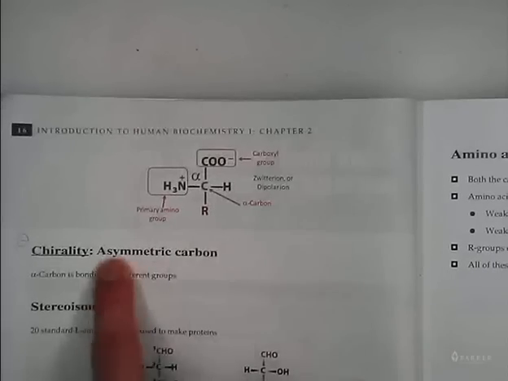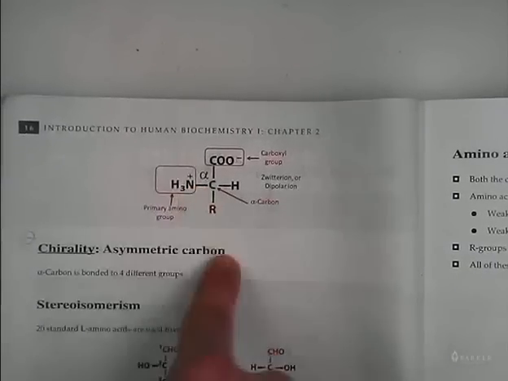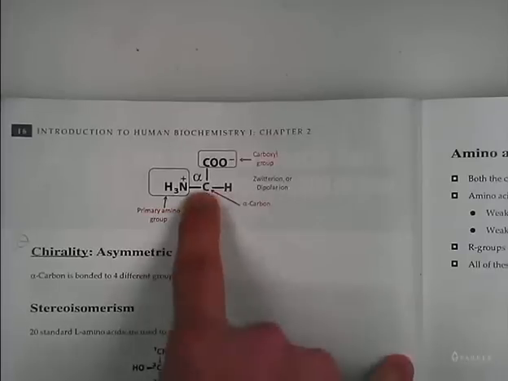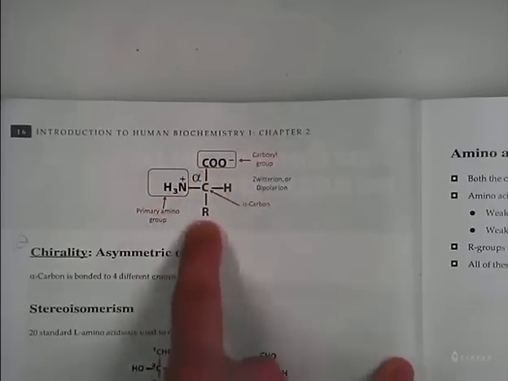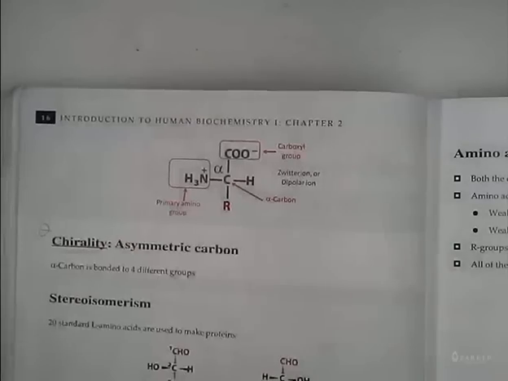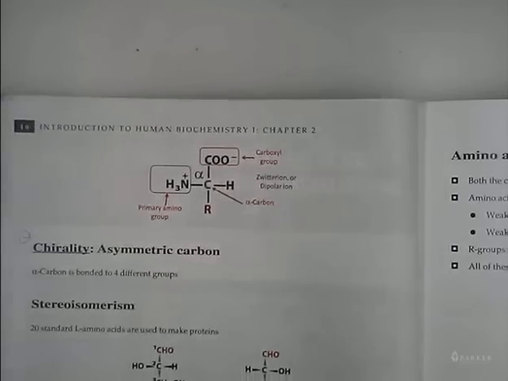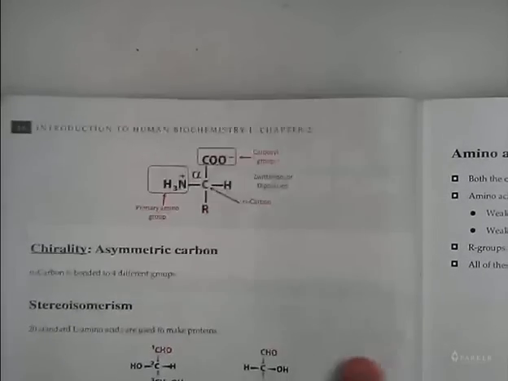Chirality is everything attached to this alpha carbon is different, is all that means. So here's our basic amino acid structure. We have our alpha carbon, our hydrogen, our amino group, and our carboxyl group. And down here we have our R group. All those are different. Chirality. We have 1 amino acid that is achiral. Which is it? Glycine. Good.